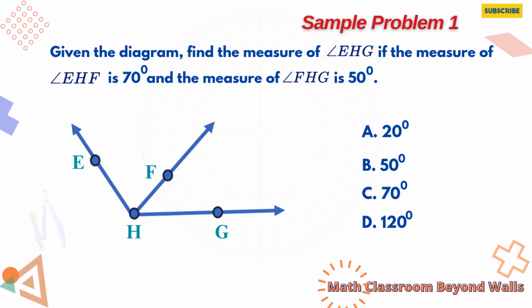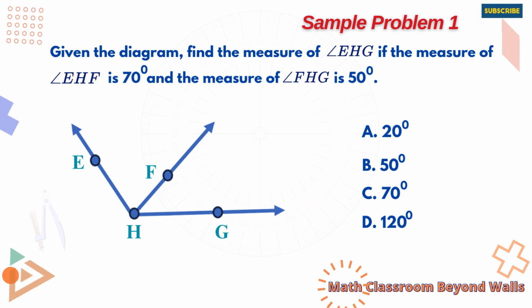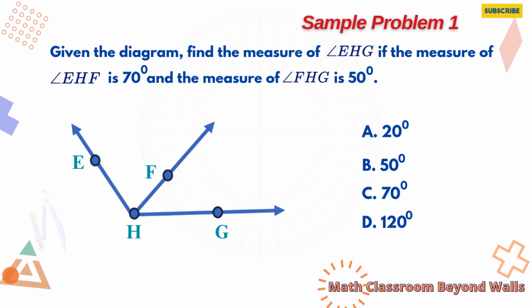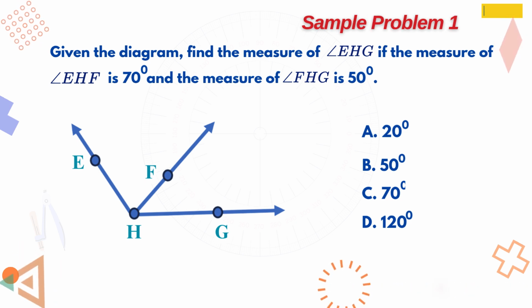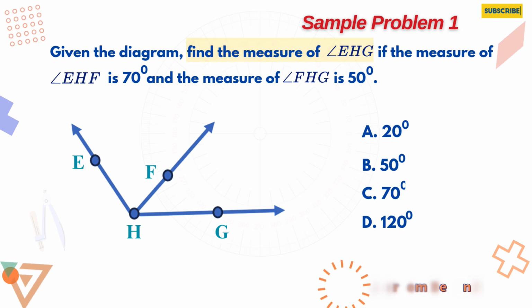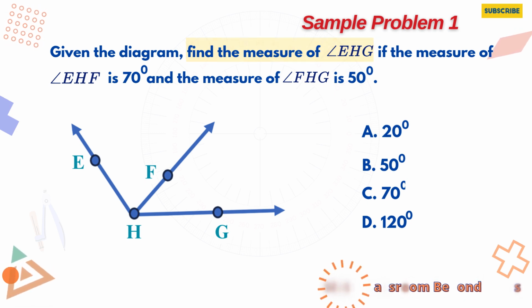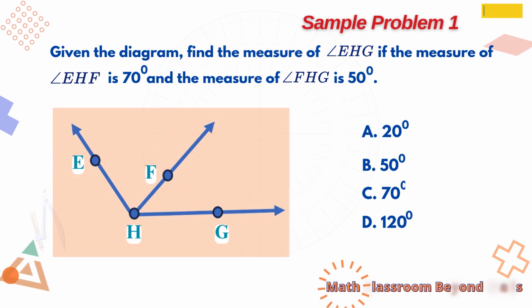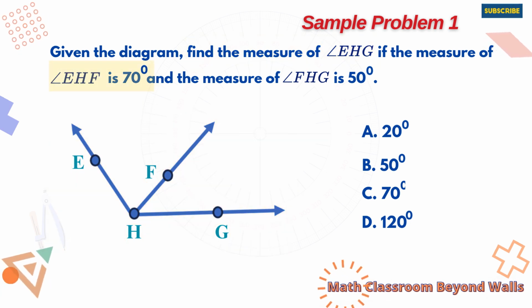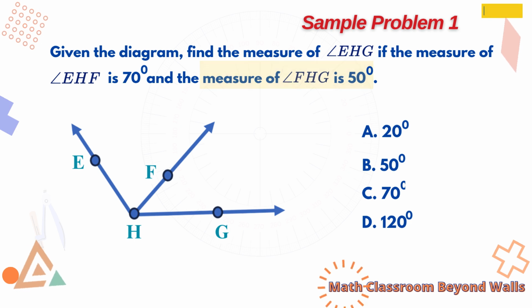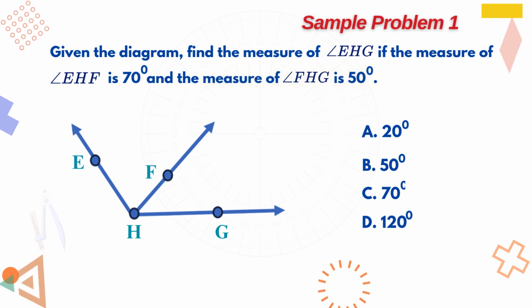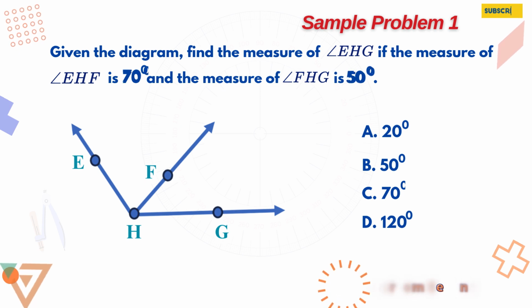As usual, we begin by reading the whole problem and may read it several times when needed to know what we're looking for, to determine what are given, and to figure out how the given information help find what we're looking for. Okay, what is asking the problem, learners? The word problem is asking us to find the measure of angle EHG. What are given? A diagram is given with the measure of angle EHF, which is 70 degrees, and the measure of angle FHG, which is 50 degrees. Let us look at the diagram and put the given angle measures into it.